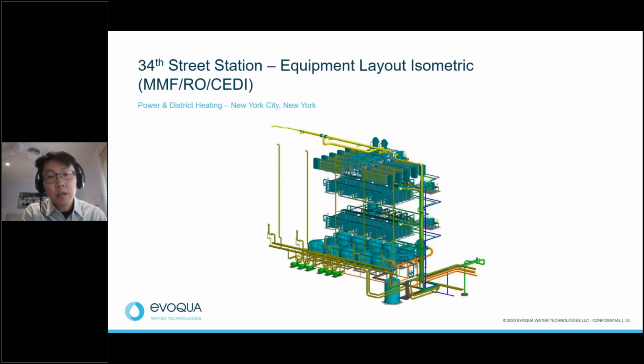So this is just a slide trying to show you the schematic layout of the system. It's a very low footprint.